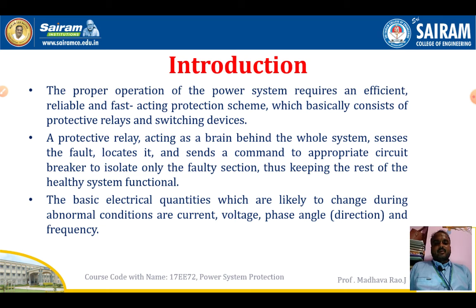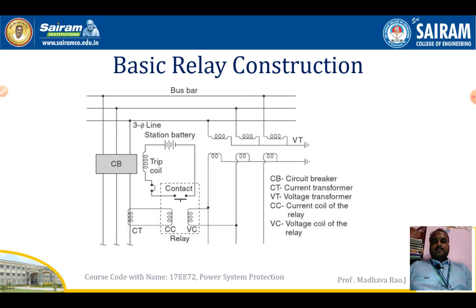The basic electrical quantities which are likely to change during abnormal conditions are current, voltage, phase angle and frequency. So these quantities will change during abnormal conditions. Current immediately will rise, voltage will drop, phase angle will also change, frequency also will change. So this is the introduction of power system operation principle and operations. Next, we will see the relay construction.